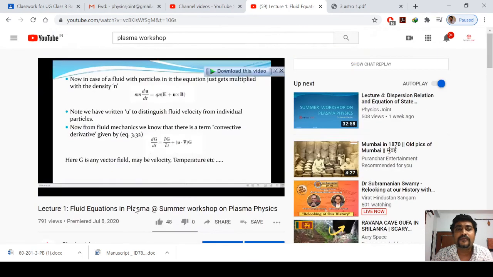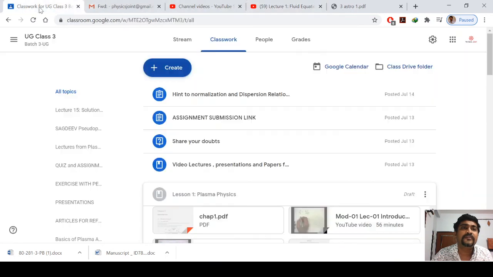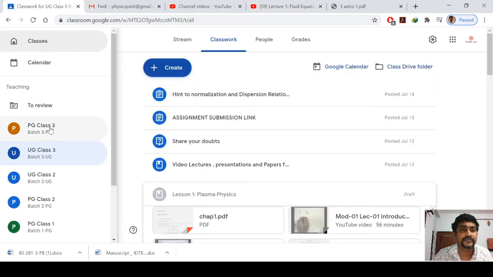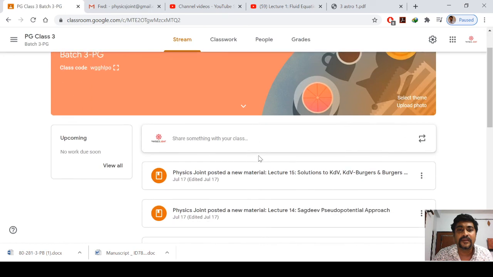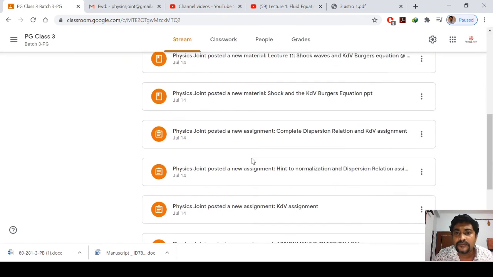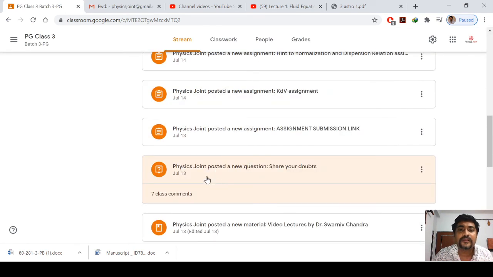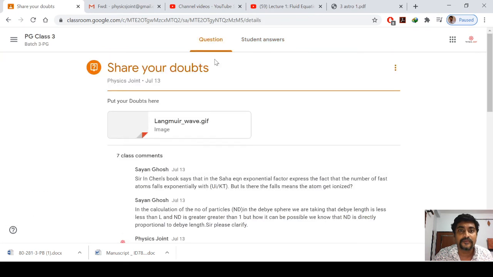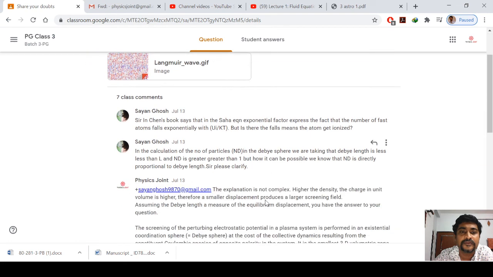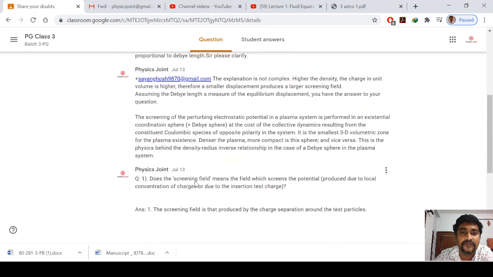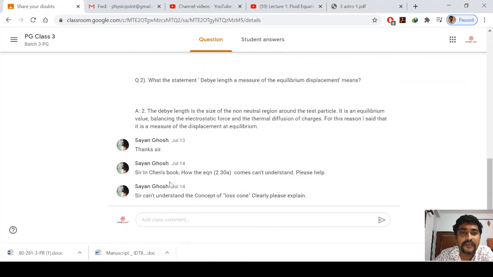Okay, so I would suggest whatever doubts you have, you put in this your class. Suppose you go to the PG class batch 3, where you pursue this, and share your doubt. Some people have put their doubts already, you see. Shayan goes, sir, in Chen's book it says that okay. Shayan goes, I have replied hopefully to your questions, and thanks a lot. Please help. Well, I'll help, definitely I'll help. Don't say like that. I'm always there to help.